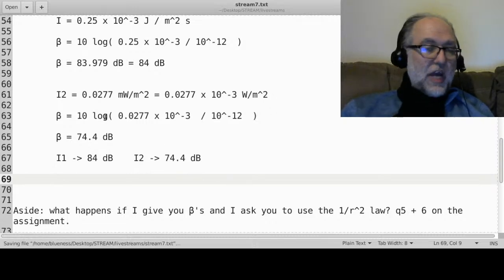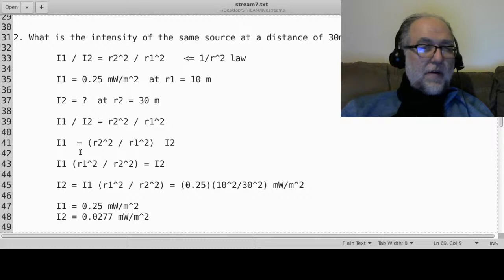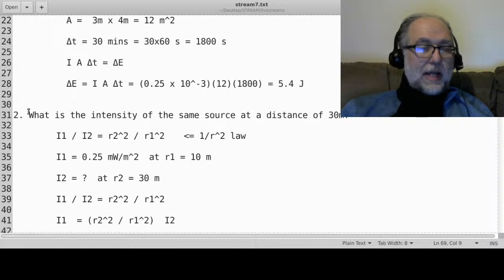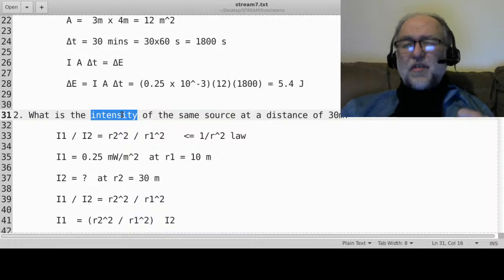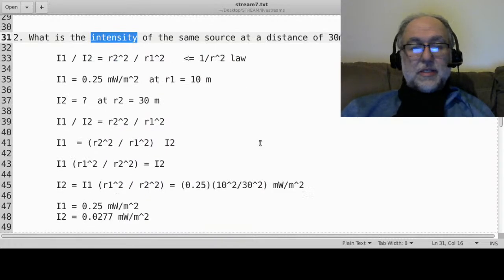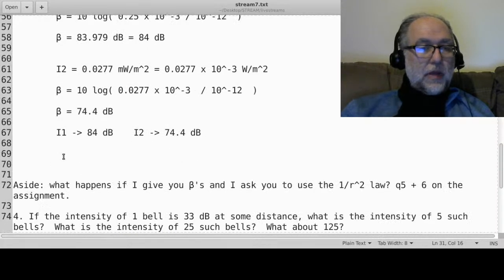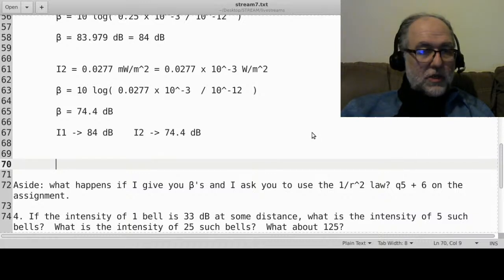Let me just see if there's any questions in the chat, and then I'm going to show you how to solve these same problems. But like I did on the assignment, rather than giving you intensities, what if I gave you betas and then changed the distance on you? How would you do it? Let me see if there's any questions in the chat first.